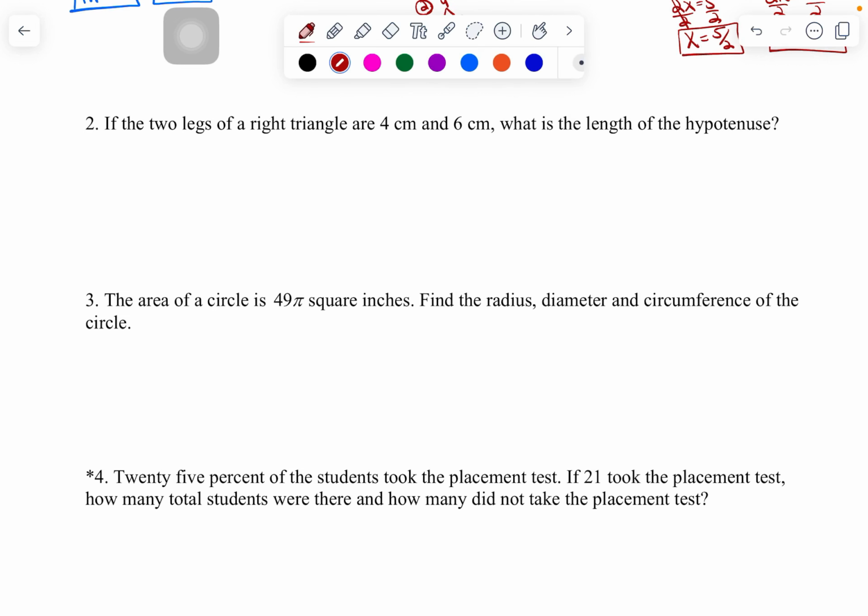All right, this is going to be the second video for Notes 33A. It's going to be problems 2, 3, and 4, which are the right triangle. We've got the area of a circle information, and then problem number 4 is all about percentages.